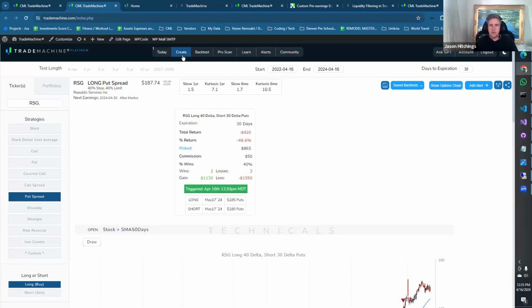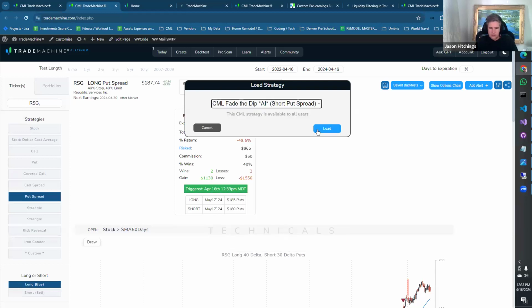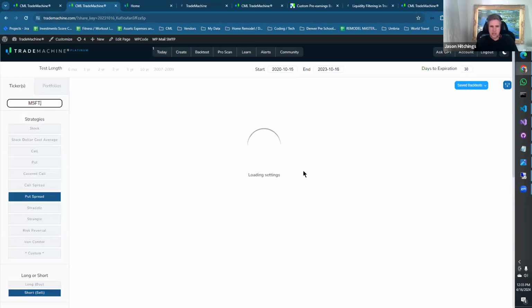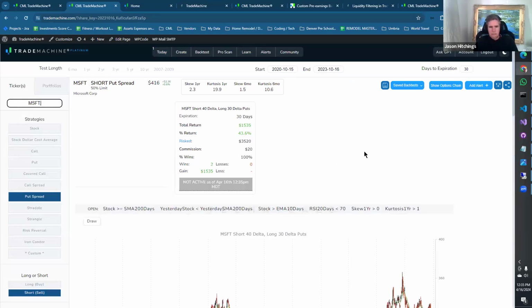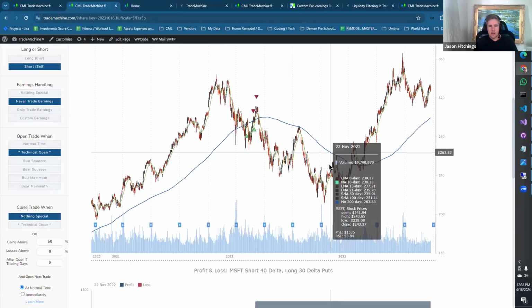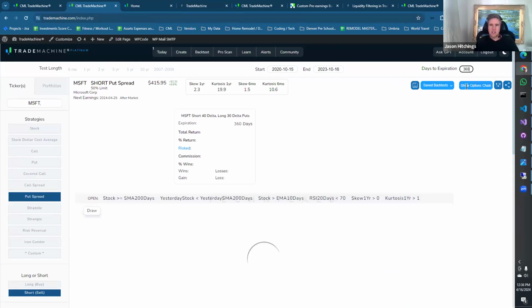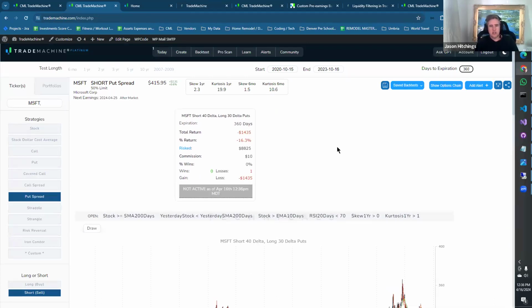So we have all these saved strategies here. If you click saved strategies, you can say, I like the fade the dip AI strategy. I click save strategy, I click load. Okay, but this is 30 days out, and the two times it's triggered has done fine. What would happen if I was using options a year out? By just changing the days to expiration, you can turn any one of these strategies into a LEAP strategy.